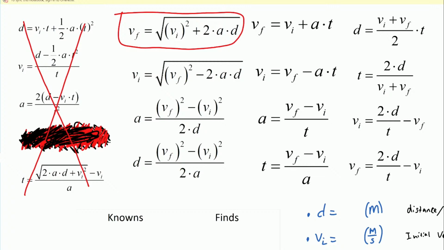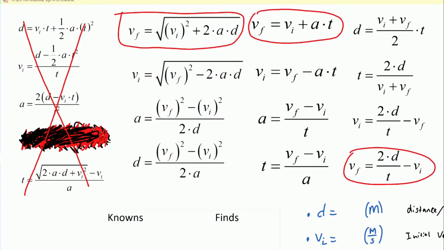And then I go to the next column. Is there a v sub f? Yep, there's a v sub f there. Next column, and v sub f there. So there's only 3 equations now. Instead of 16, I now only have 3. And that's just by finding the ones that are already solved for final velocity.